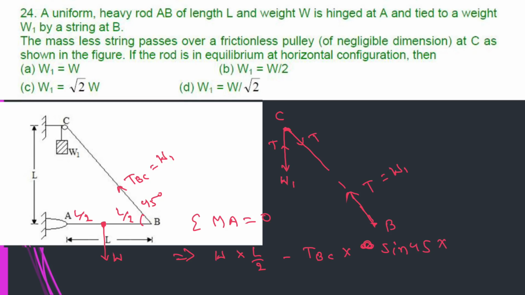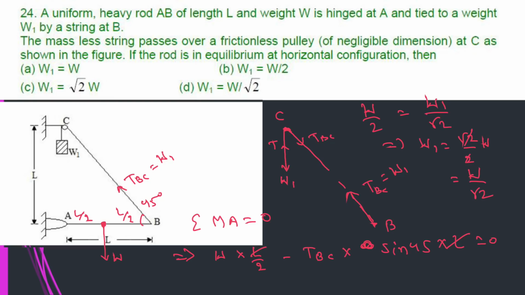So if you calculate, L and L cancel, W by 2 equal to TBC sin 45, TBC is W1. This is TBC, it's equal to W1. So W by 2 equal to W1 by root 2, or W1 equal to root 2 by 2 W, or W by root 2. So D is your answer.